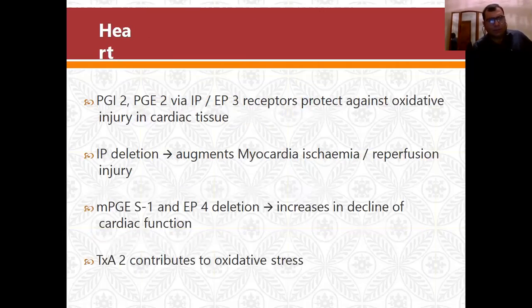Heart: prostaglandin I2 and prostaglandin E2, via IP and EP3 receptors, protect against oxidative injury in cardiac tissue. IP deletion augments myocardial ischemia-reperfusion injury, and EP1 and EP4 deletion increases the decline of cardiac function. Thromboxane A2 contributes to oxidative stress.